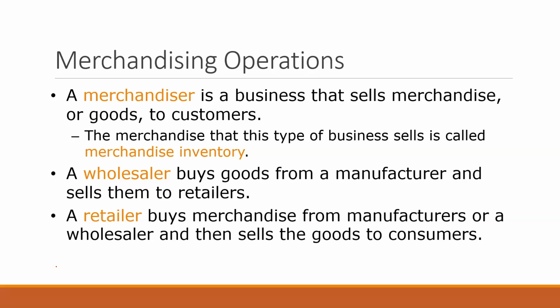Merchandising companies sell already created goods to customers. This is usually called merchandise inventory. So a wholesaler buys goods from a manufacturer and sells them to retailers. And a retailer buys merchandise from manufacturers and then sells them to customers. An example of a merchandise organization would be Walmart, Target, Casey's, Hy-Vee, Come & Go. These are companies that have purchased inventory either from a wholesaler or from a manufacturer and sell them to consumers.